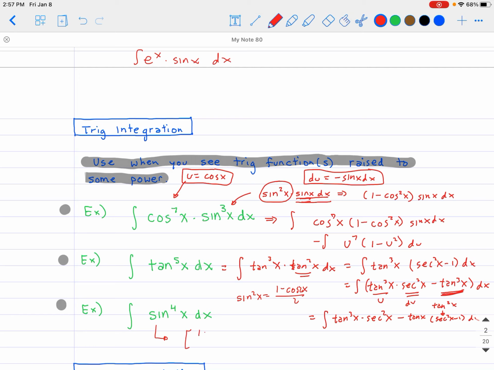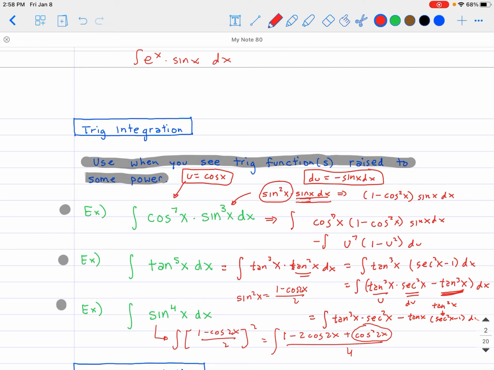So in this case, we have 1 minus cosine 2x divided by 2 quantity squared. And we're going to have to expand that guy all out, which will give us 1 minus 2 cosine 2x and then plus cosine squared of 2x all divided by 4. Keep going. Actually, we don't like that last part.